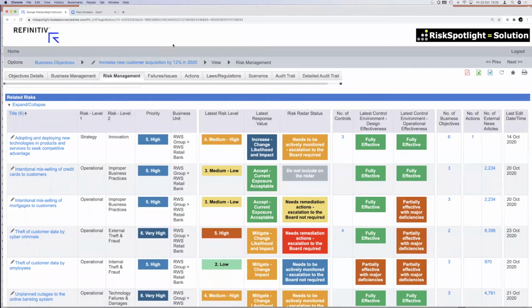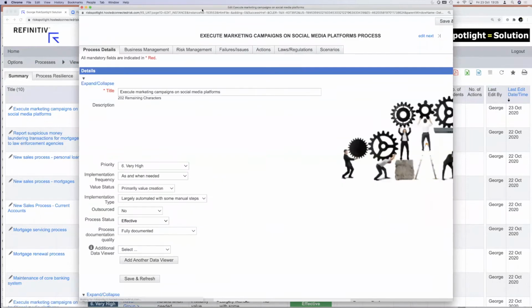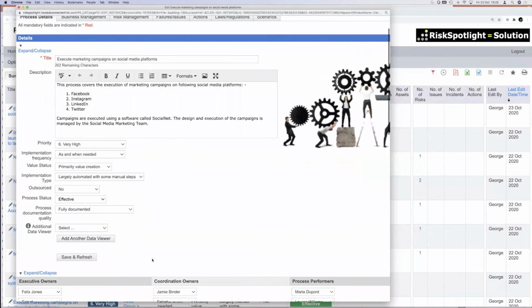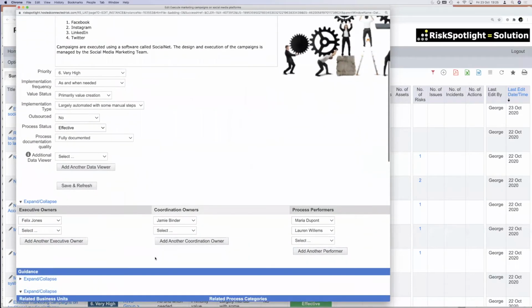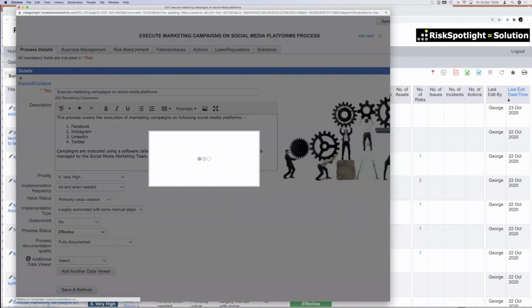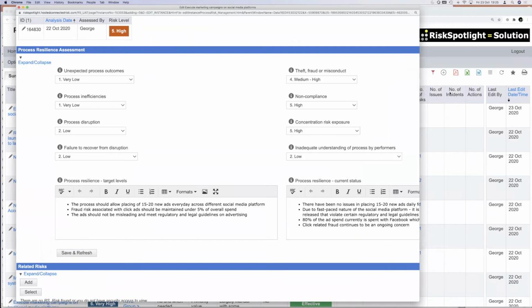Okay, Nirmala, I'm assuming your question was on process, so let me go back to that. If I open that particular process, the question is, are the assessments from each first line staff aggregated? Well, in this case, it'll be the process owner. So for this execute marketing campaign, I have the coordination owner, and I have the people who are performing, the people who are running that process. Those are the people who will be updating those measures, because they are the ones closest to the process.